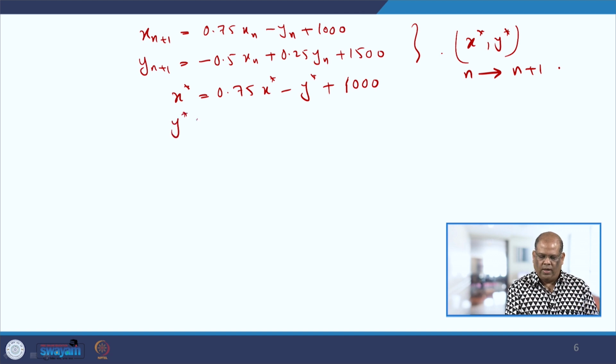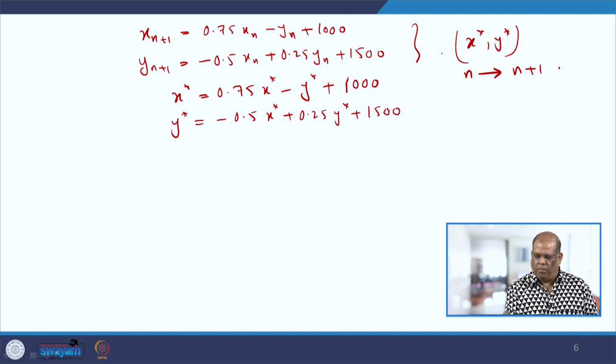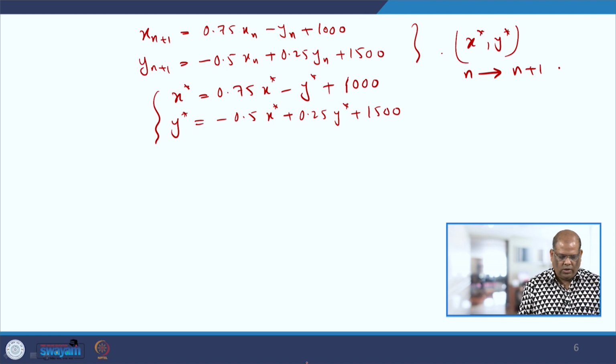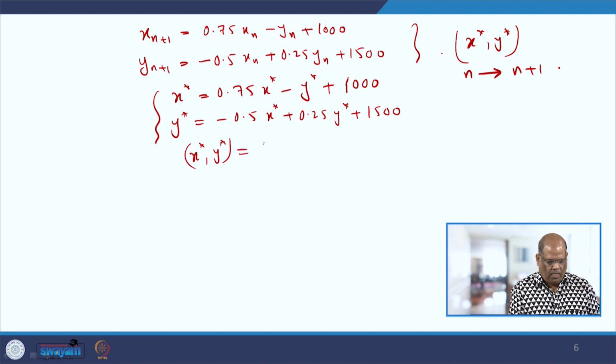So, this will be y star equal to minus 0.5 x star plus 0.25 y star plus 1500. Now, you solve these two equations, which are quite easy to solve, and you will get your x star and y star to be 2400 and 400. This is again a unique system.